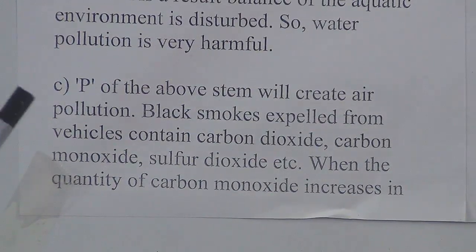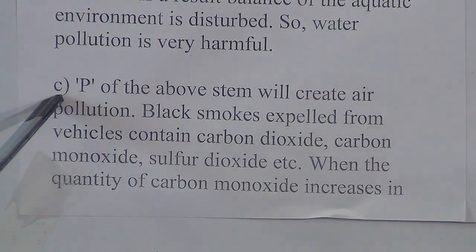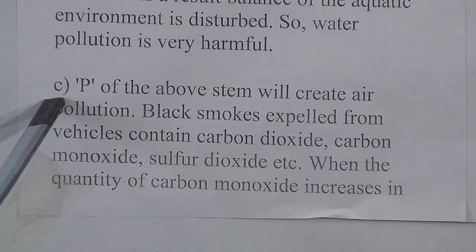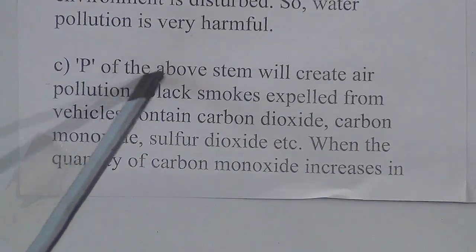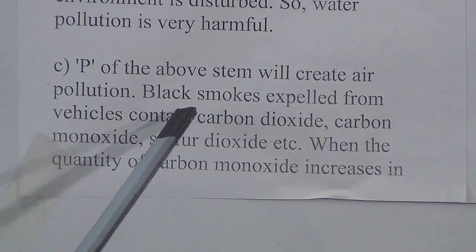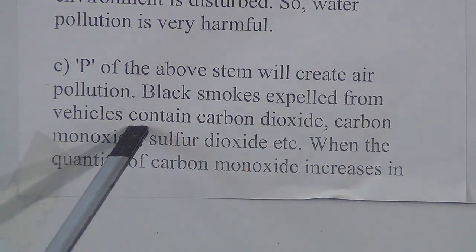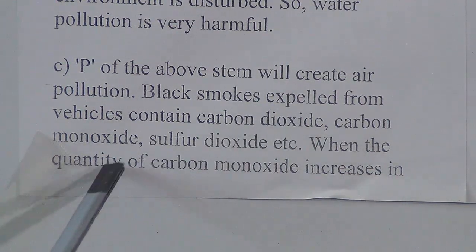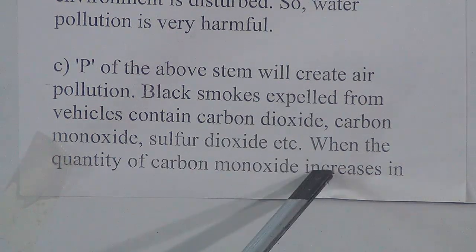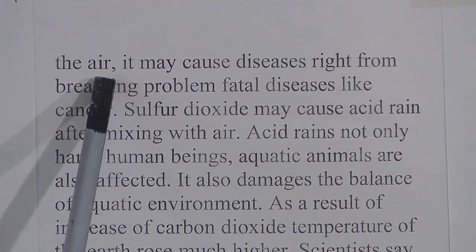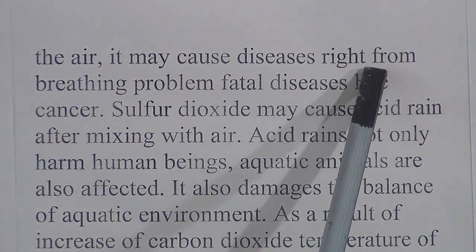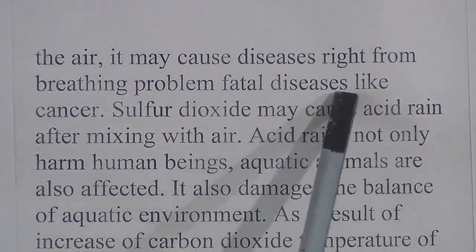Now, C number answer. The question was, what problem will P of the stem create? Explain. Here P is this smoke. The answer is, P of the above stem will create air pollution. Black smoke expelled from vehicles contains carbon dioxide, carbon monoxide, sulfur dioxide, etc. When the quantity of carbon monoxide increases in the air, it may cause diseases right from breathing problems to fatal diseases like cancer.